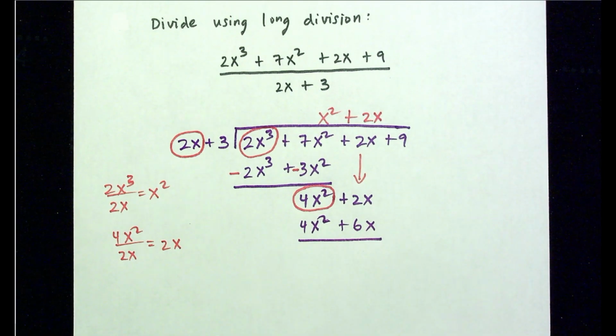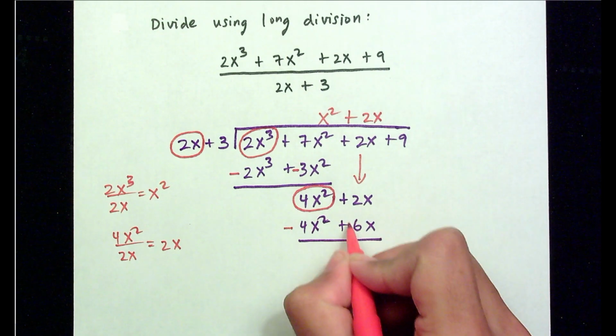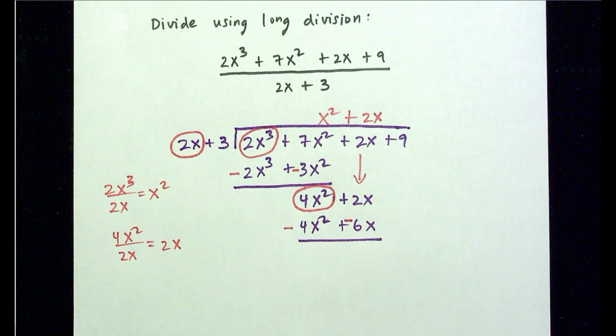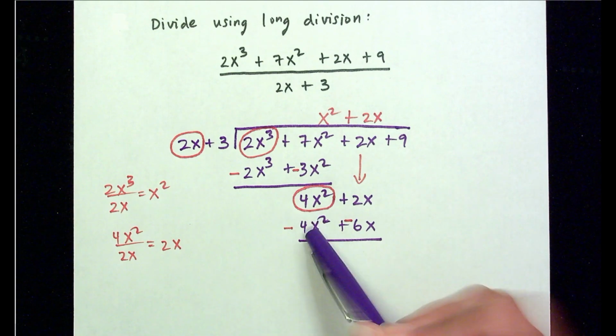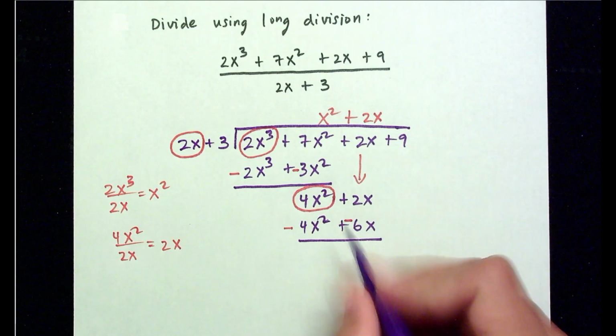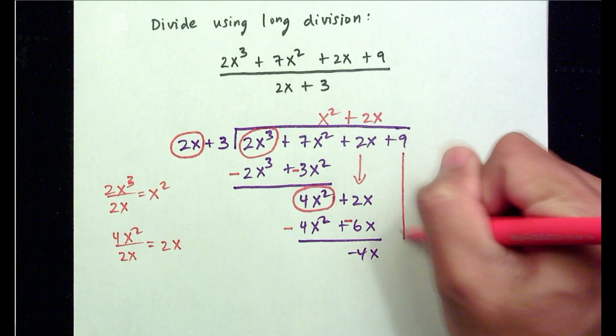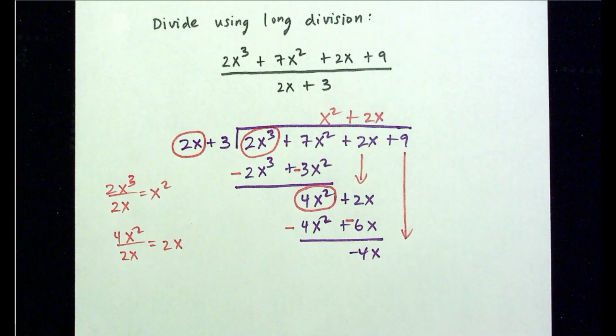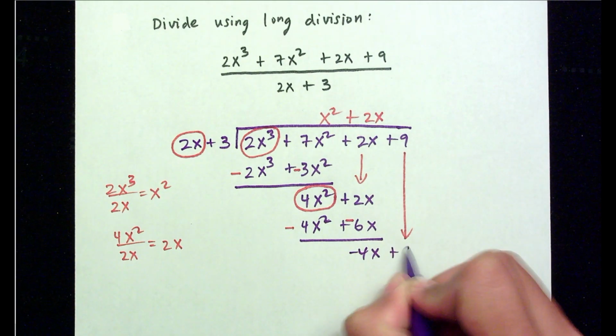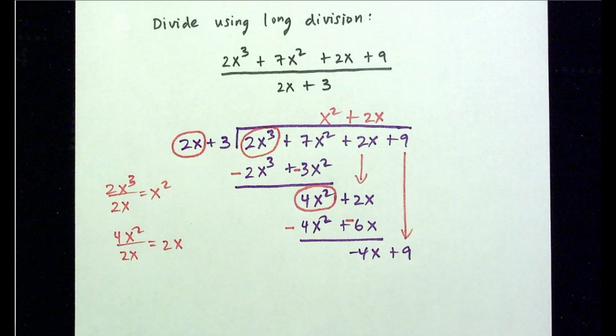Now subtract. Subtract means change the signs of the second row. So this becomes minus, that becomes a minus. Adding down, this is 0, and this one is negative 4x. Now bring the 9 down. So we're going to get negative 4x plus 9. And do the process one last time.